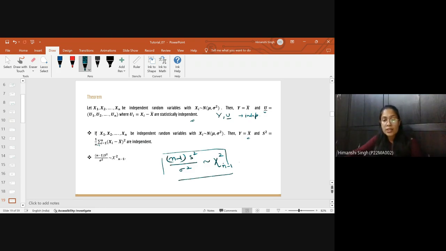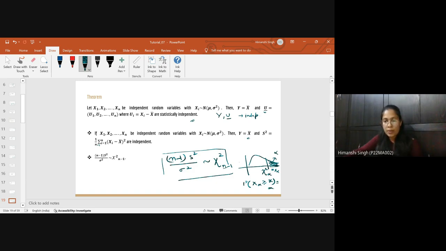We have chi-square tables from which we can calculate these values. Basically the chi-square distribution looks like this. If I have this point here, I say that this is chi-square alpha. If this point is x alpha, then the probability that X is greater than x alpha is equal to alpha.